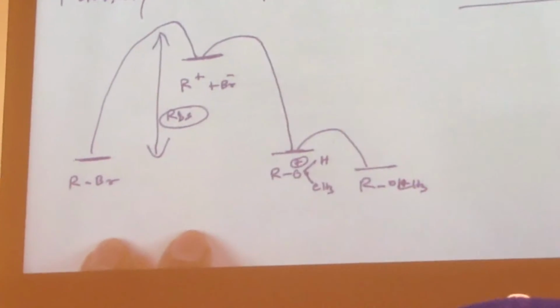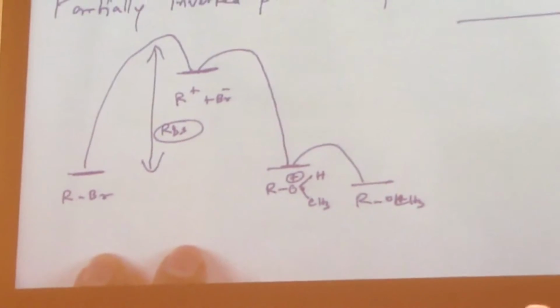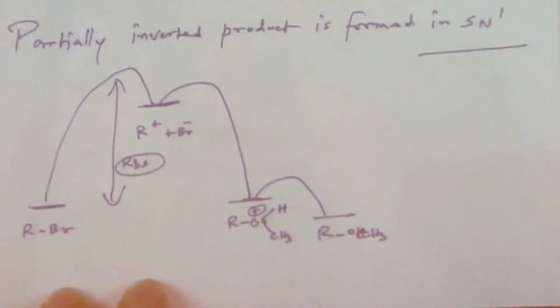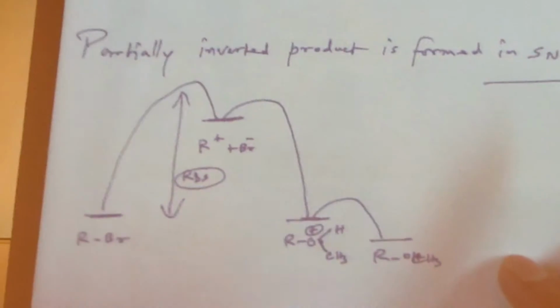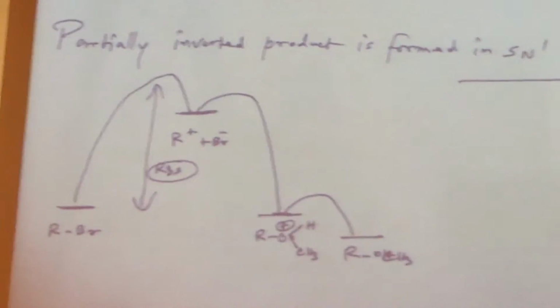Of B or minus, the inversion of configuration still partially takes place more often than the retention of configuration, resulting in a partial inversion. Is this clear?